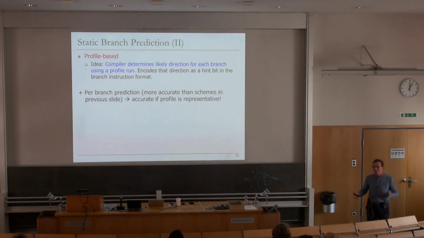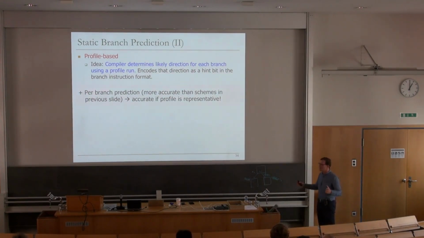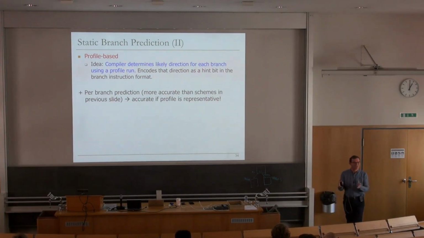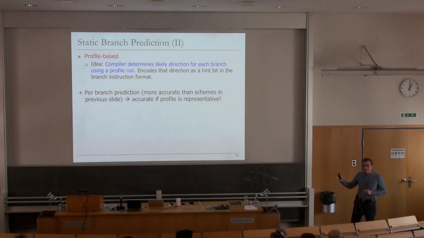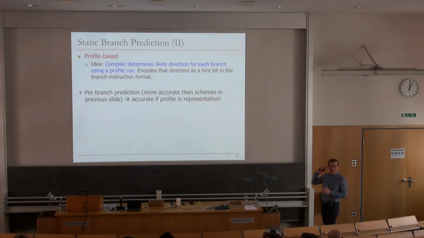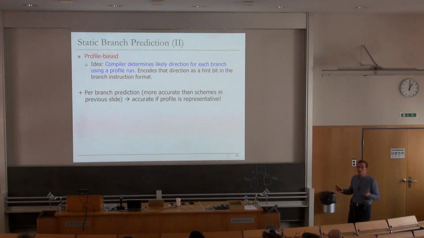If you profile the program and you got a 78% taken rate for a branch with some input set, and then when you run the program you run it with a different input set, that different input set might give you a 0% taken rate. Now you've actually done the completely wrong thing, right? So your profile needs to be representative. Whenever you're doing profiling, the key thing is to have your profile be representative.